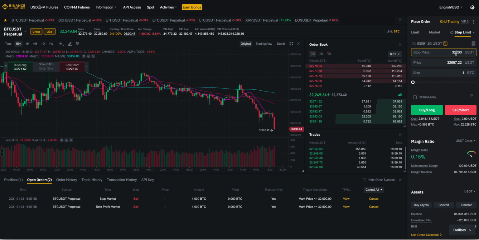I will repeat. So if this price, let's say again 32,200, is touched, okay, a limit sell order of 1 BTC will be set at this price. So let's say I think that the price will go down, then it will bounce back up. So I set a sell order $87 higher, and I want to open a sell position.